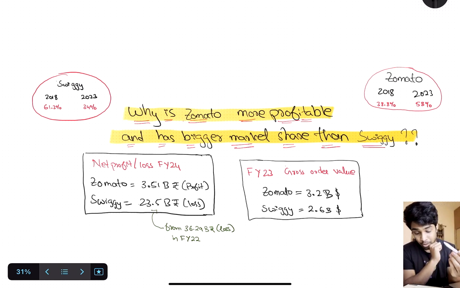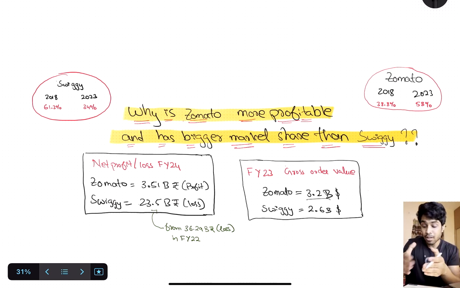And also, let's talk about gross order value. Gross order value is the entire order: the price of the entire order before the taxes and deductions that happen, like restaurant taxes and charges and stuff like that. So in financial year 23, Zomato had a gross order value of $3.2 billion, and Swiggy had $2.6 billion.